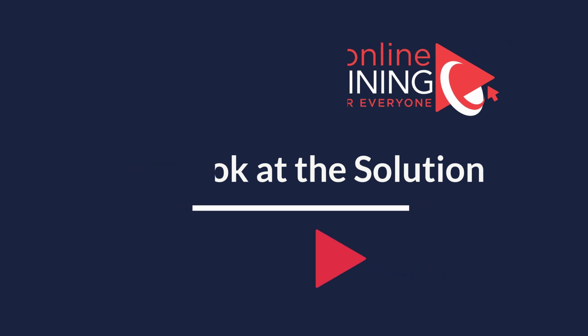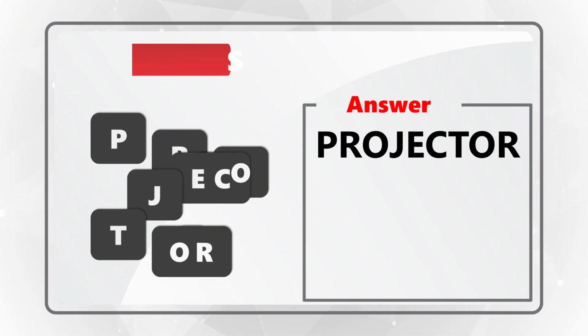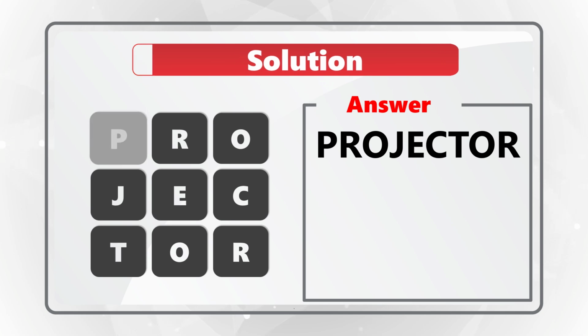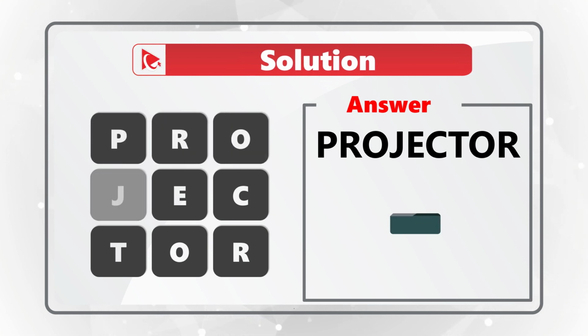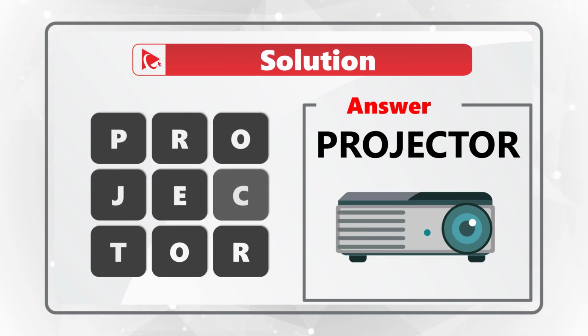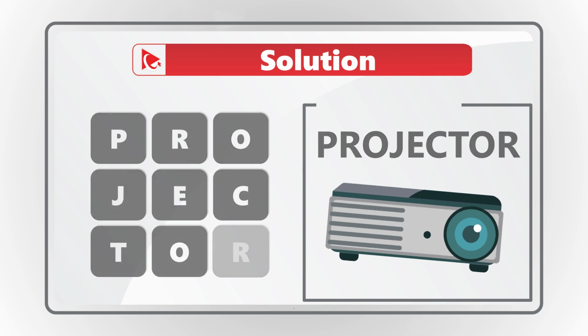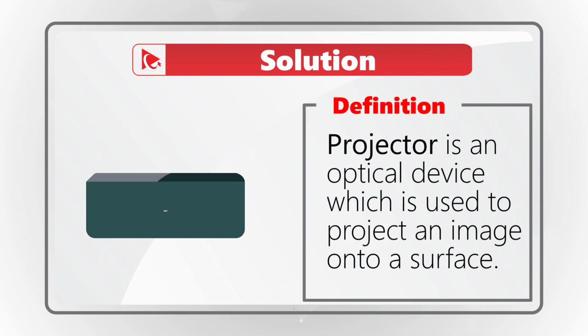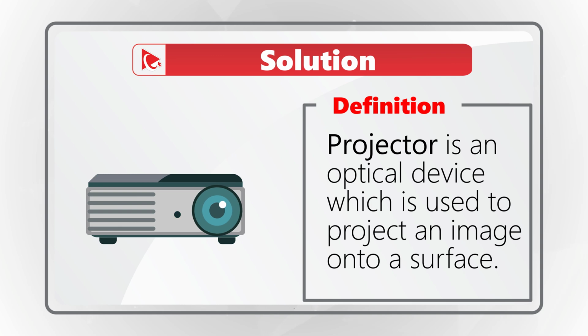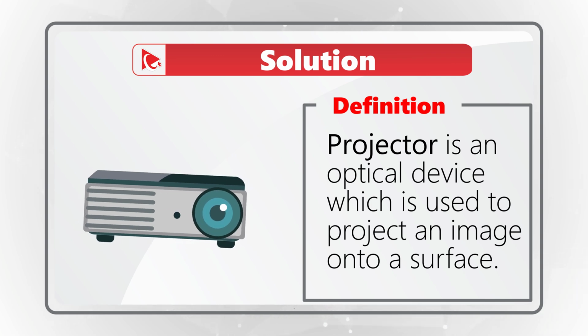I came up with the English word projector. Let me spell it for you. P-R-O-J-E-C-T-O-R. And the definition is, a projector is an optical device which is used to project an image onto a surface.